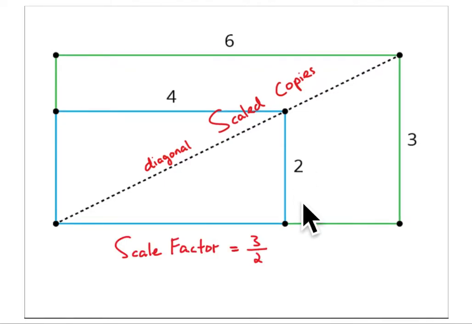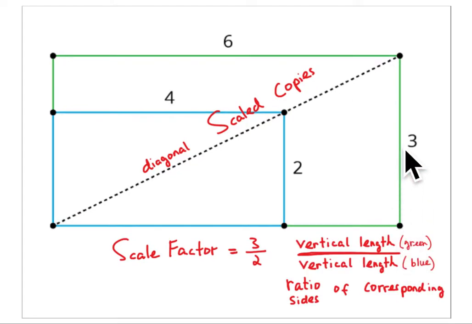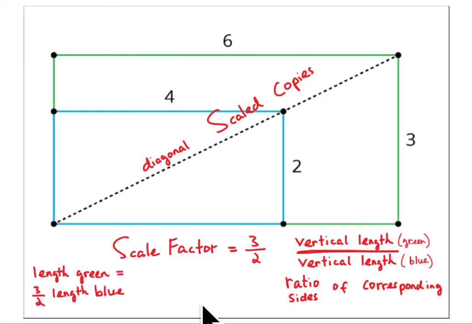And so what is the scale factor? And we're going to do a lot of this. This takes us a little bit back to 7th grade. So the scale factor is the ratio of the corresponding sides, the ratio of any two corresponding sides. So in this case, the ratio of these two corresponding sides, this green side compared to this blue side, that ratio is 3 to 2. The ratio of the corresponding sides is the scale factor.